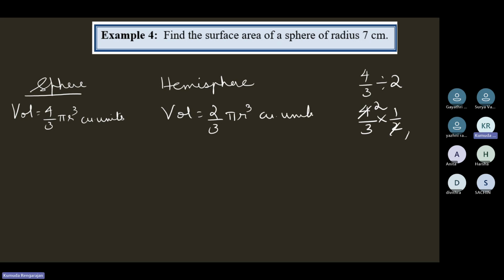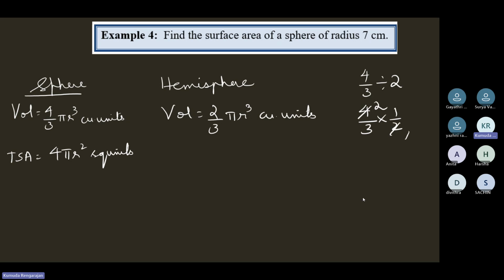Now for a sphere, there is no difference. CSA, TSA, both are the same. So for surface area, there's nothing like curved and total here. It's just surface area. So surface area or the total surface area is equal to 4 pi r square units.